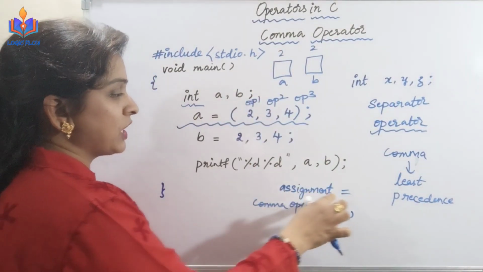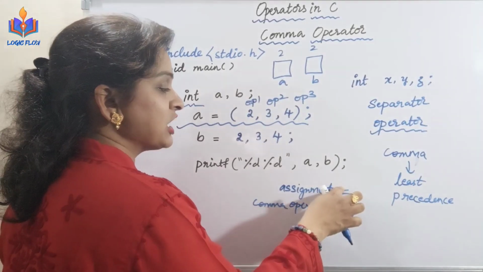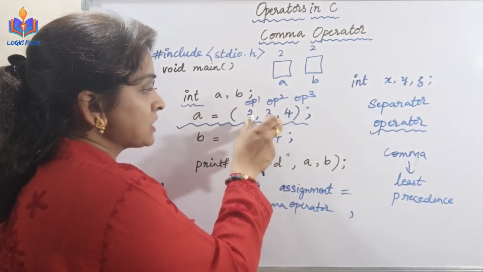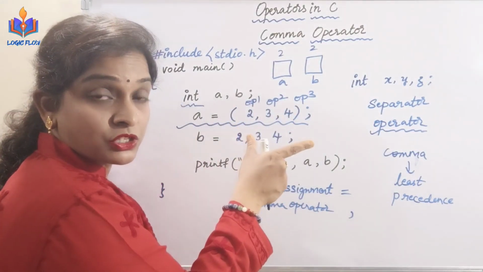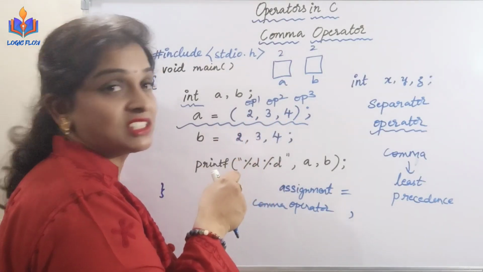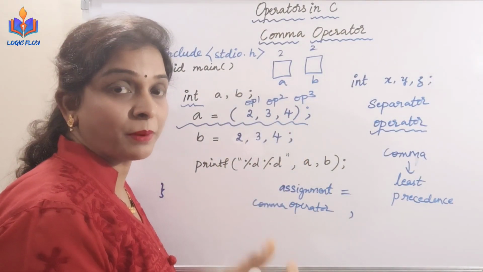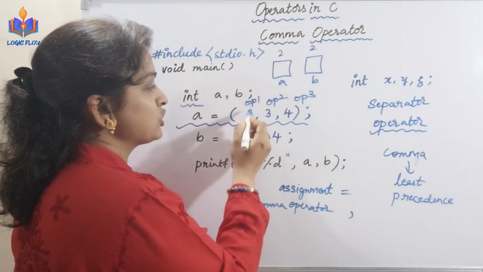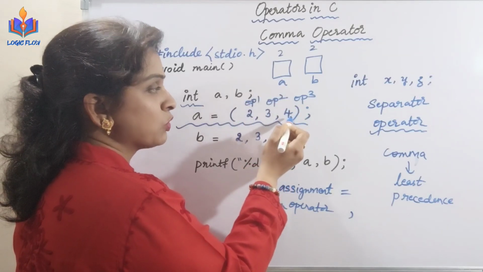So here we have the assignment operator and the comma operator. The assignment operator has higher priority than comma, and comma has the least priority. But the operands of the comma operator are within the brackets. So when the compiler evaluates this expression, it will check that brackets have more priority, so the bracket content has to be evaluated first. It will come to the first operand 2, then 3, and then it will proceed to 4.